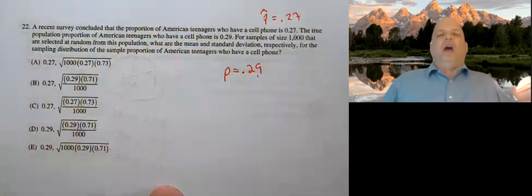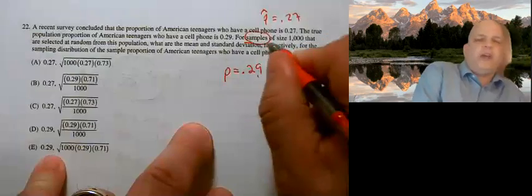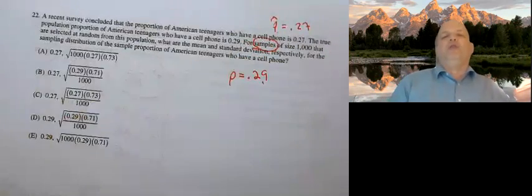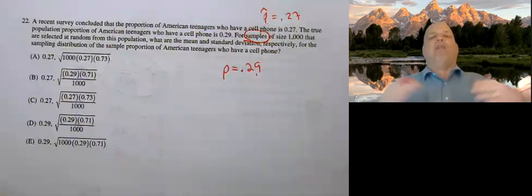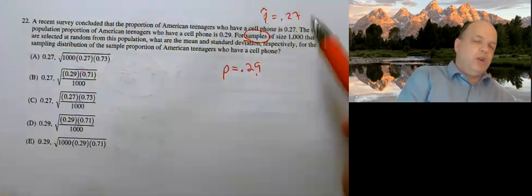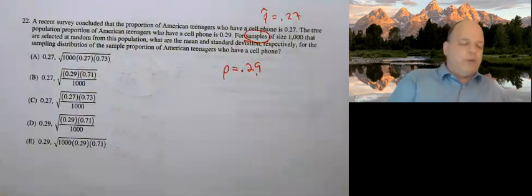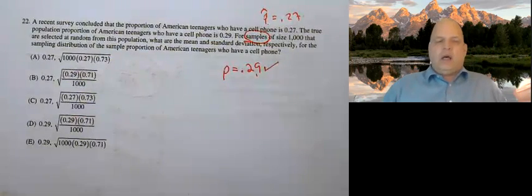For samples of size, and by the way, this is a key word. For samples, they didn't say this sample, they meant for all samples because they used the plural. So for all samples of size 1,000 selected at random from the population, what would be the mean? So if I averaged all of the samples, including this one, what would the average be? Well, the average would be 0.29.